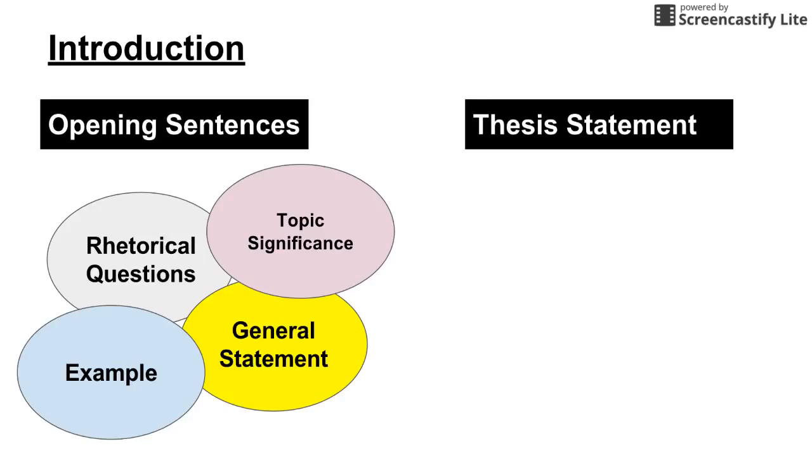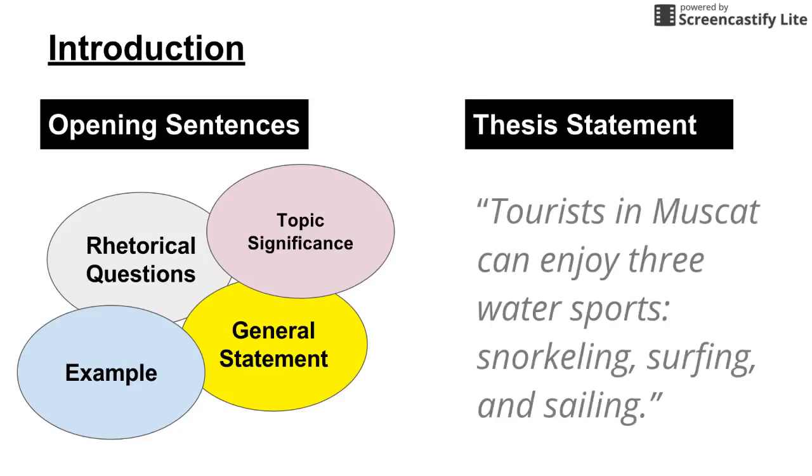For the thesis statement, it may look like this. If you are writing about tourist activities in Muscat, you can have a nice thesis statement like this: Tourists in Muscat can enjoy three water sports: snorkeling, surfing, and sailing. These three types that you mention here are what you are going to discuss later in the body paragraphs.